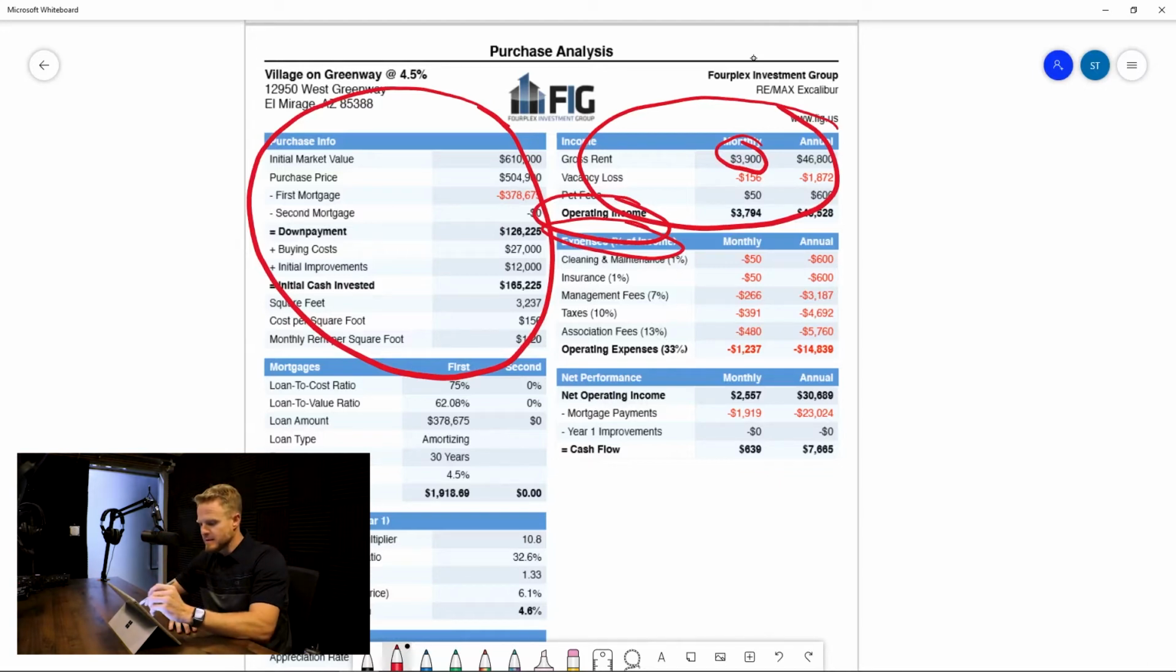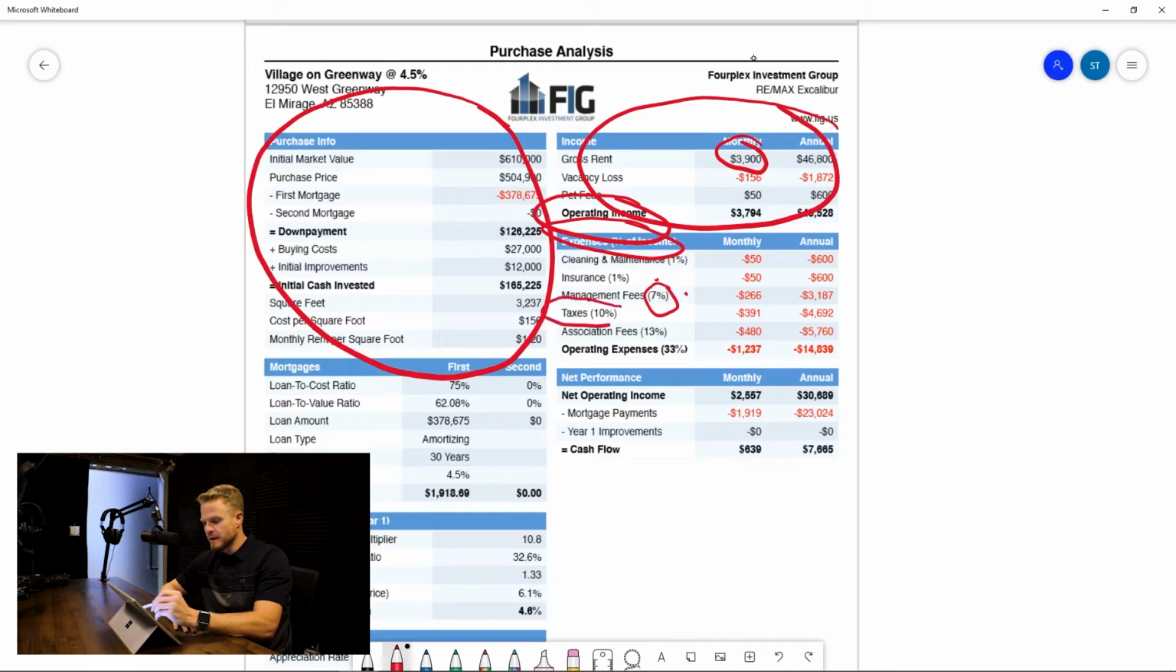The next expense is going to be your insurance. You want to plan on how much insurance is going to be. With FIG properties, it's quite a bit lower because the insurance is covered in the HOA, which we'll talk about here shortly. You also have your property management. So with FIG, Fourplex Investment Group, we had Max PM. They charge us 7% expense. If you're looking at other investments, you want to understand who's going to be managing that property and what they're going to be charging.